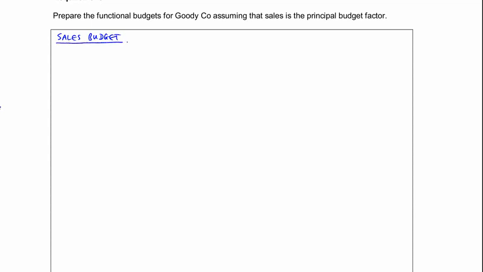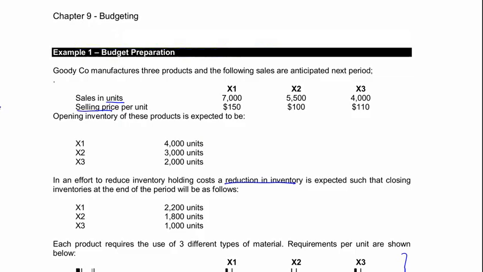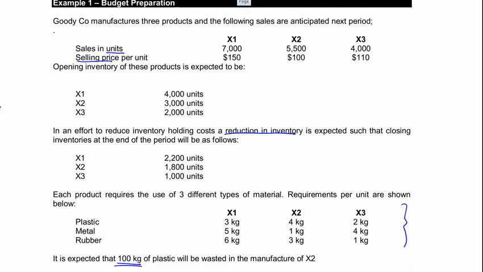Okay, so one of the other reasons this example is a bit longer is that there's 3 separate products in here. We've got X1, X2 and X3. So we just schedule those out, X1, X2, X3. From a sales point of view, the sales budget is very, very simple. You just take the number of units you're expecting to sell and you multiply by the selling price per unit. Okay.